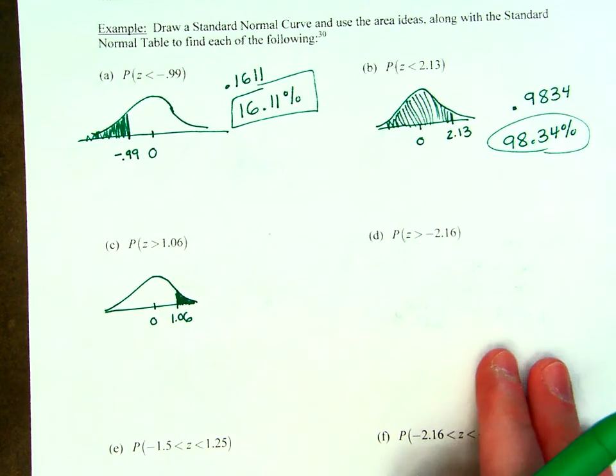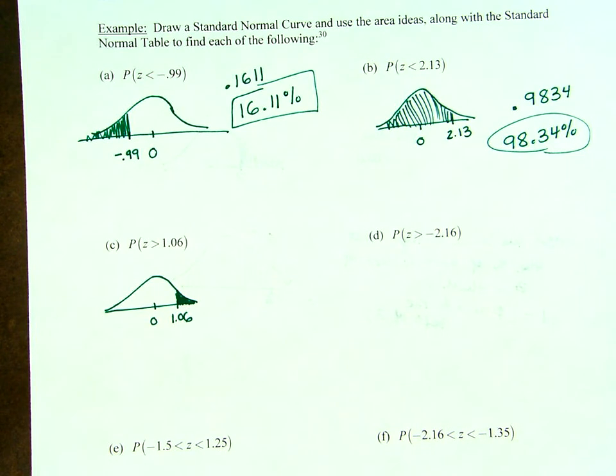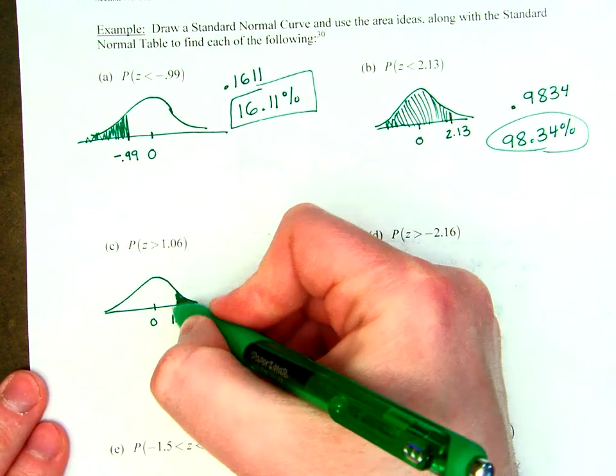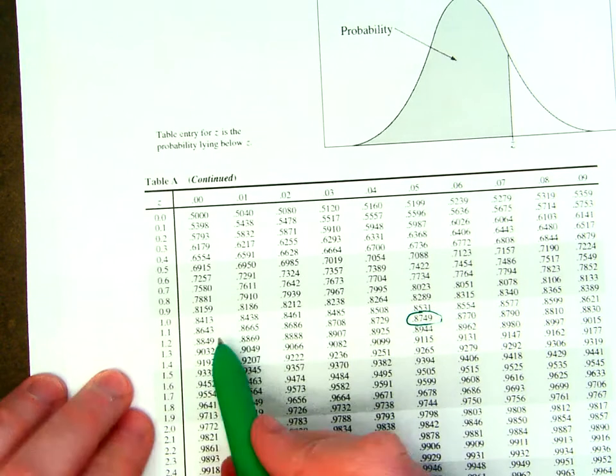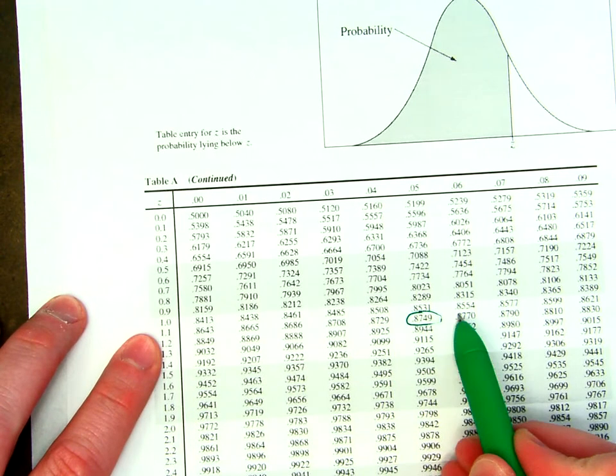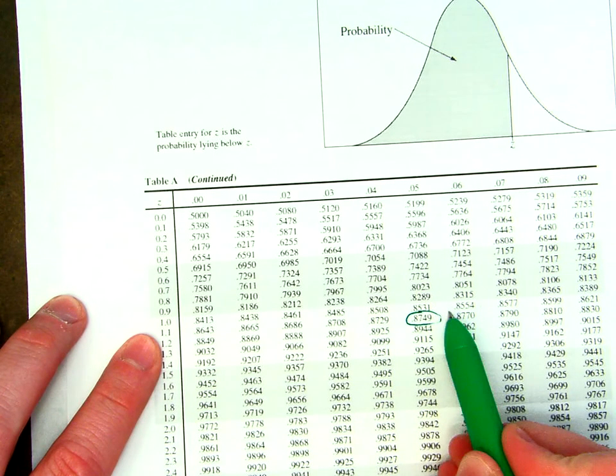So let's see how to use this. Over here, I want to find the percent of data greater than 1.06. Well, I can use my table to figure out the percent of data to the left of 1.06. Go to your positive side. 1.06 should be 0.8554.